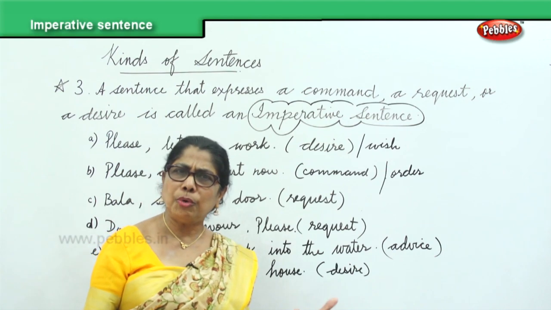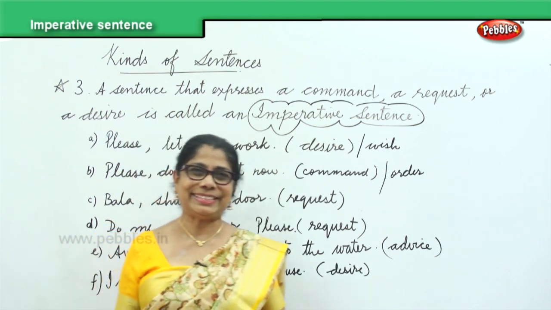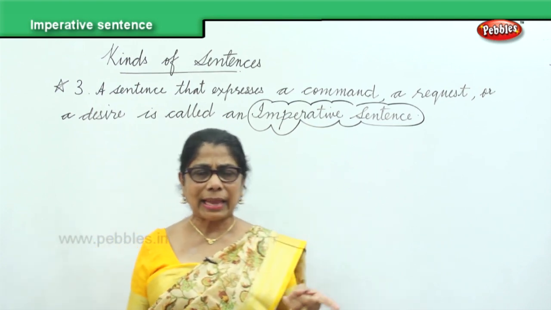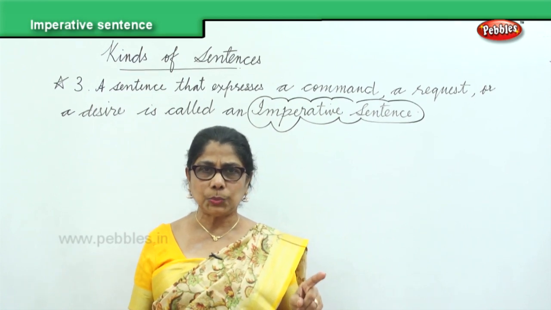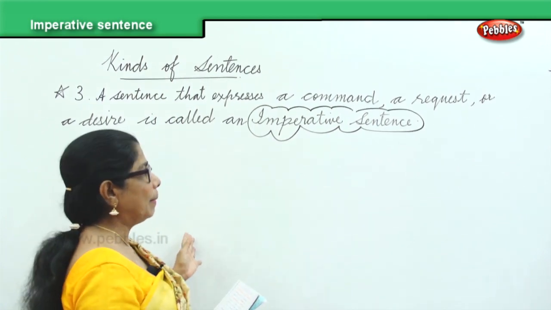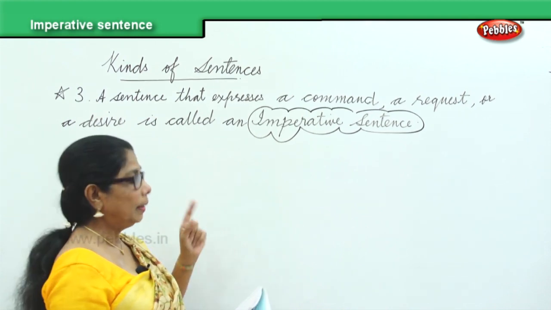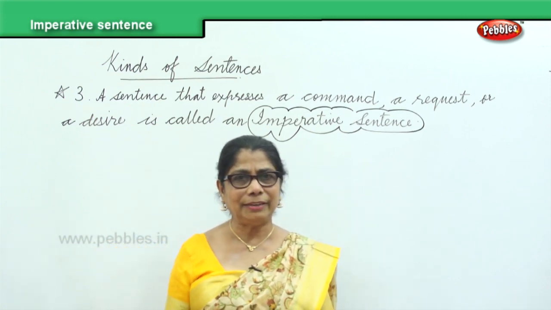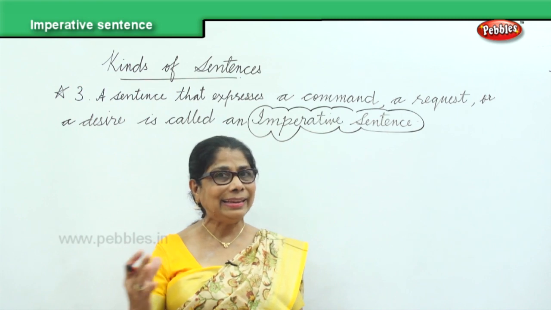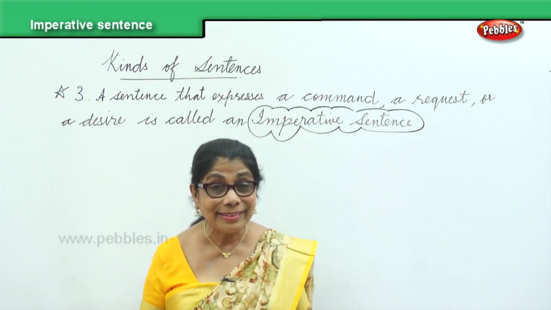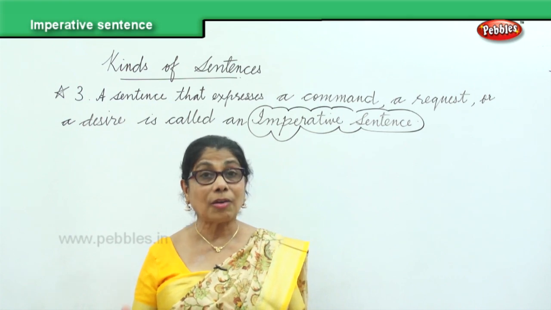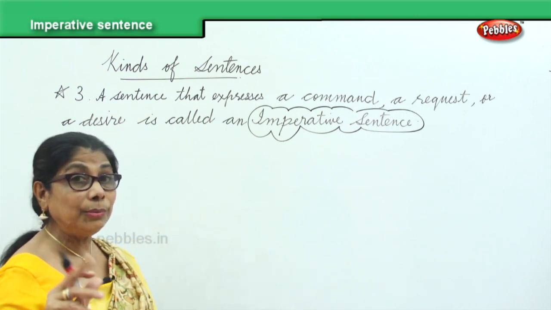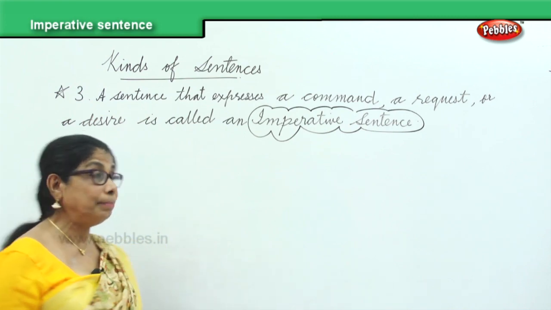As we go along doing more exercise, you will grasp better. We need to remember an imperative sentence begins with a capital letter, always ends with a full stop. Okay? That we need to remember. Capital letter, full stop, because it's a sentence. Now, I give you a few imperative sentences, and you tell me what category it comes in. Is it a command, a desire, a request, or a wish? That we need to look at. Only if you know how to look at it, then you will know how to identify the imperative sentence.